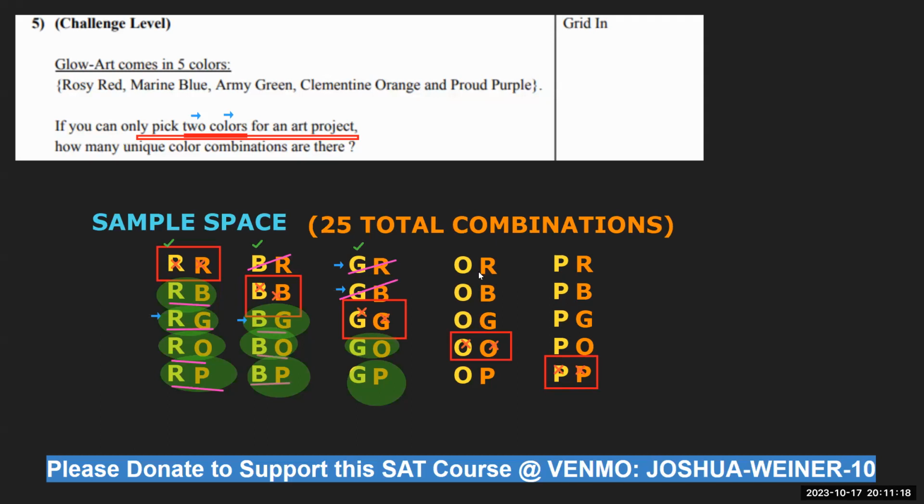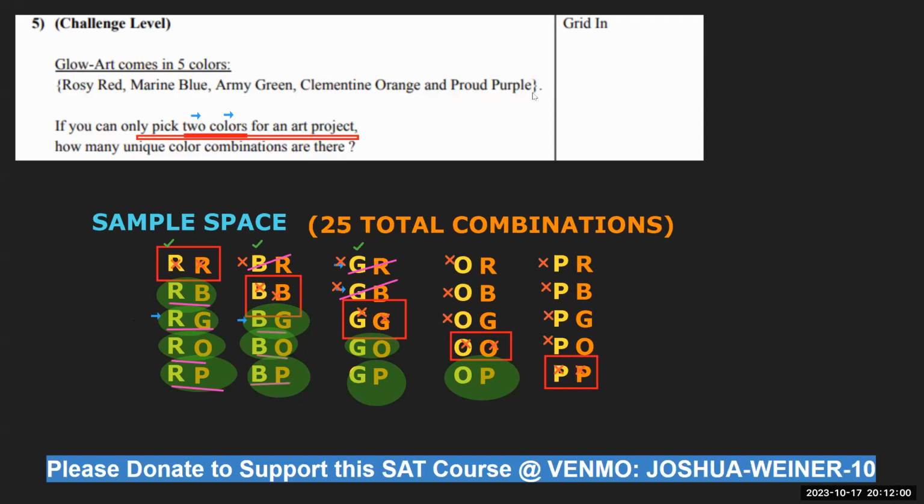We go to orange. Orange, red, orange, blue, and orange, green have already happened in the previous columns. So we eliminate these up here as well. Notice that the upper triangle is being eliminated because we already have it in the previous rows. Orange, orange is the same color. So the only combination with orange that we haven't covered is orange, purple. And then going to the last column, we already have red, purple. So purple, red is a double count. We already have purple, blue. So that's a double count, purple, green, and purple, orange, which we can see here.